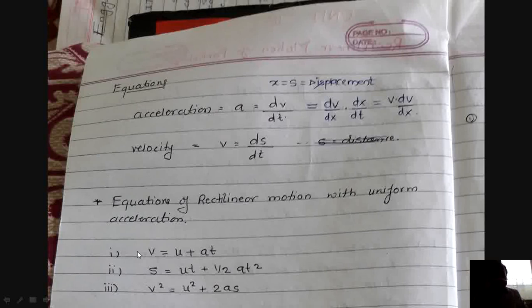The equations of motion are: v is equal to u plus at, s is equal to ut plus half at square, and v square is equal to u square plus twice as. Here v is the final velocity of the particle, small u is the initial velocity of the particle, s is the displacement, a is the acceleration, and t is the time.